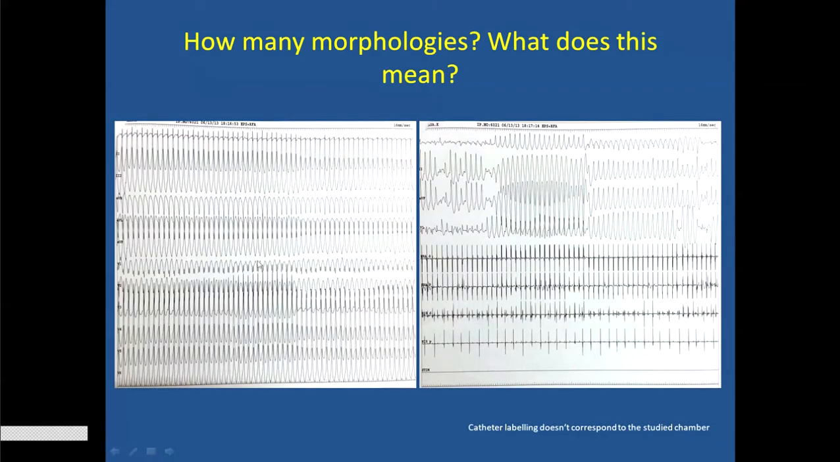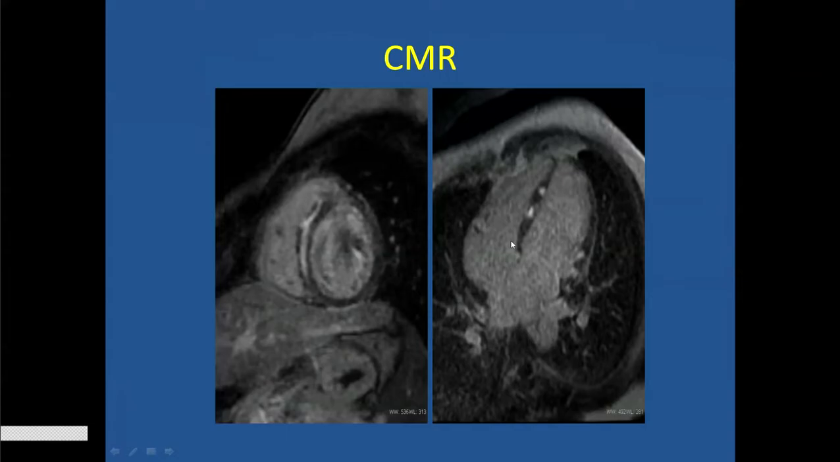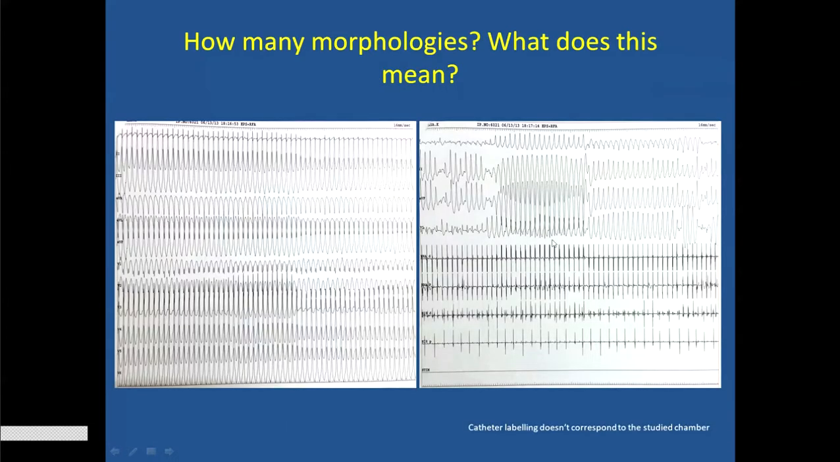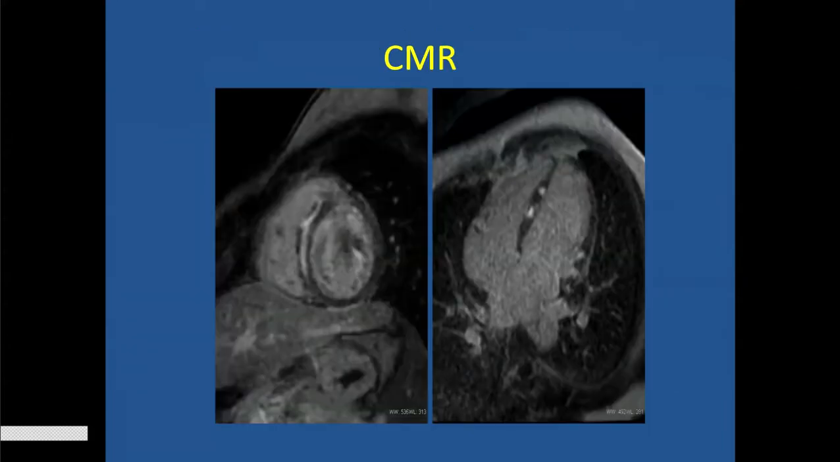However, when we did the EP study, we induced various morphologies of VTs, very rapid VTs. So what does this mean? It means the substrate is quite significant, multiple exits are there, and VT ablation is likely to not give very good results. And then we went ahead with the MRI.